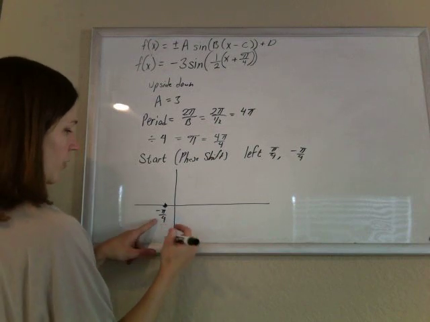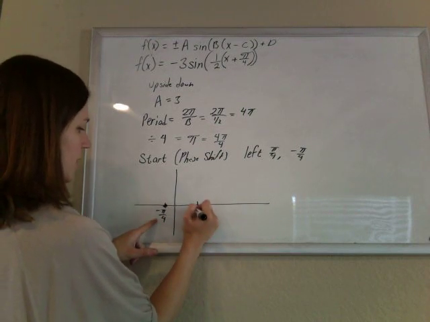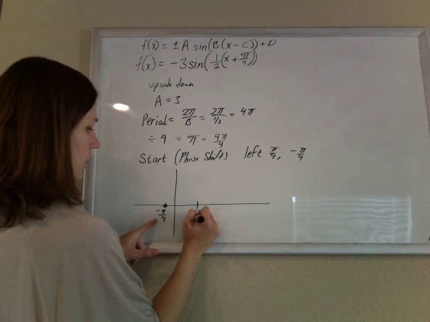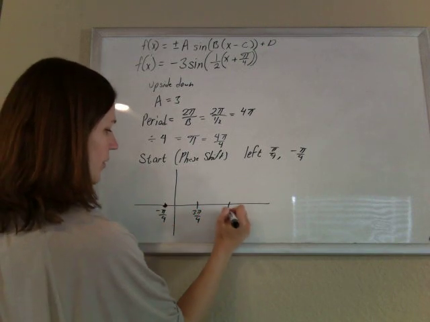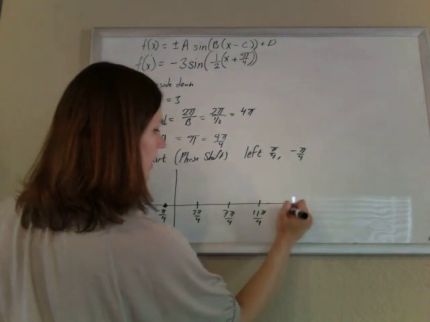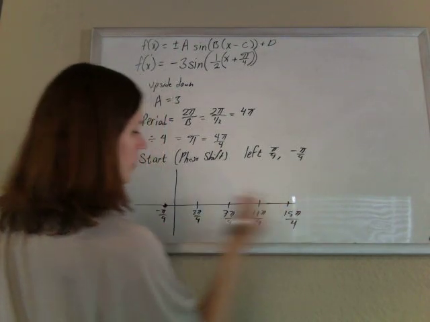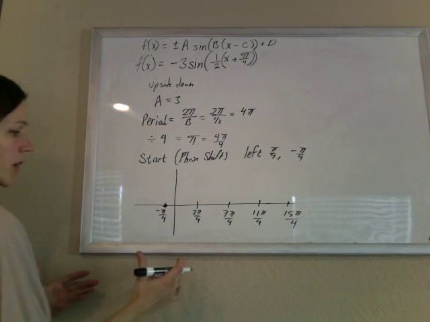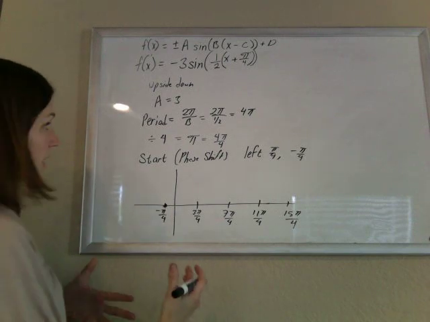So negative pi fourths plus 4 pi fourths is 3 pi fourths. So then 7 pi fourths, then 11 pi fourths, then 15 pi fourths. So those are the important parts of my graph. Now I'm ready to draw my sine.